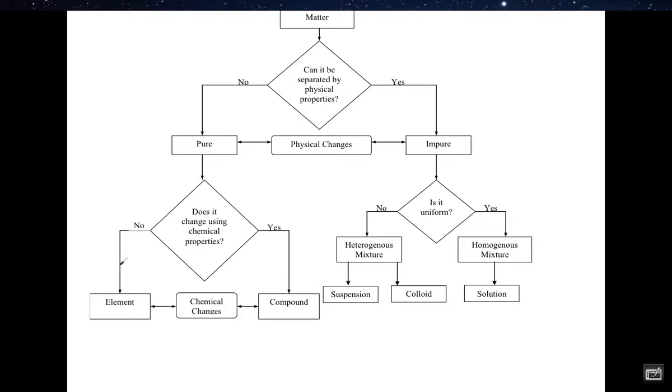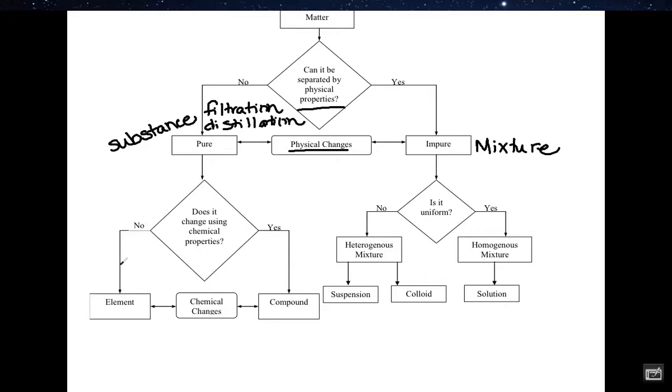So, at the top you can see we have matter. If I can change it using physical properties, this includes physical properties that allow things like filtration, particle size, and distillation by boiling point. So if I can separate it into components using that, then it is impure. In other words, it is a mixture. If it cannot be, then it's pure, or what we would call a substance. And in order to switch between a substance and a mixture, we use physical changes.